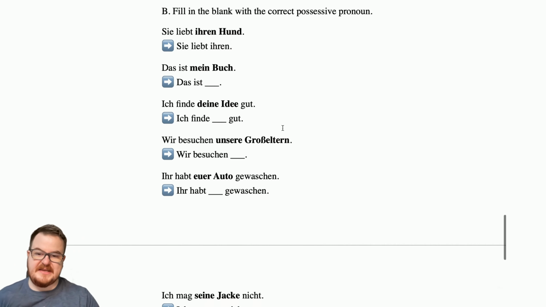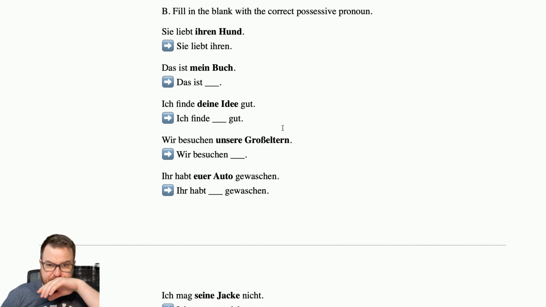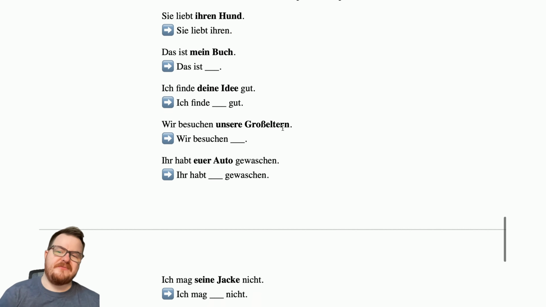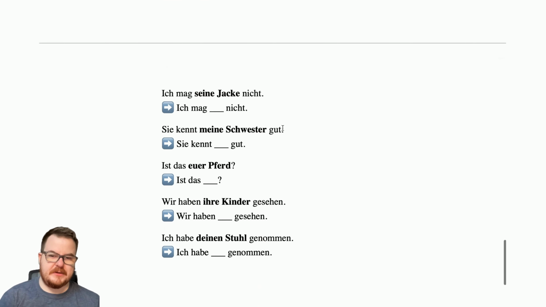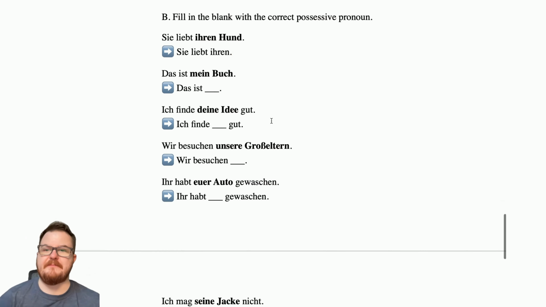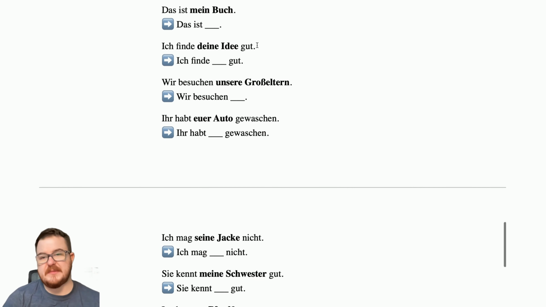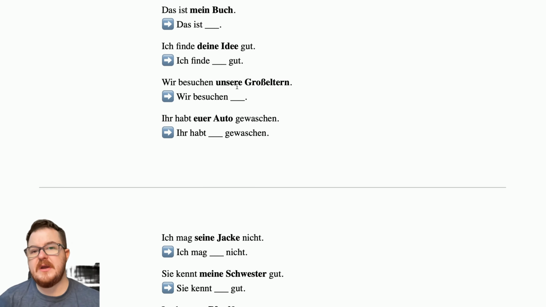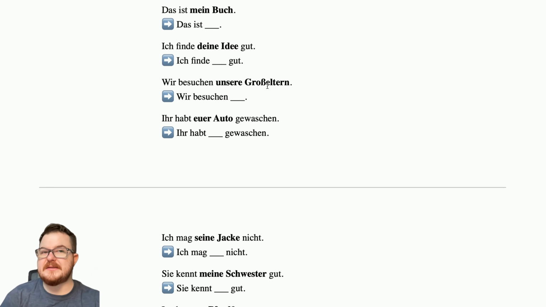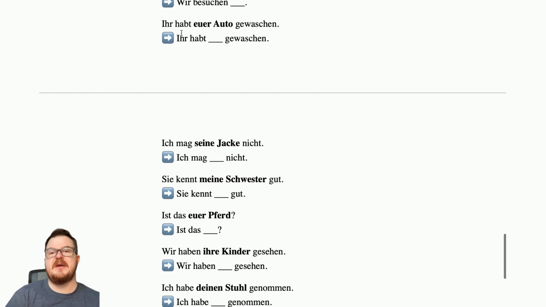Let me read the other ones for you now and translate them before you get started. Okay, so das ist mein Buch. That's my book. Ich finde deine Idee gut. I find your idea good. I think your idea is good. Wir besuchen unsere Großeltern. We're visiting our grandparents.